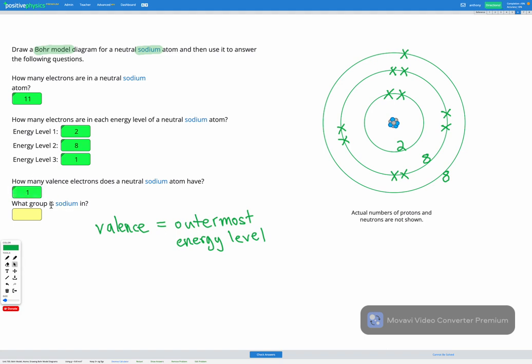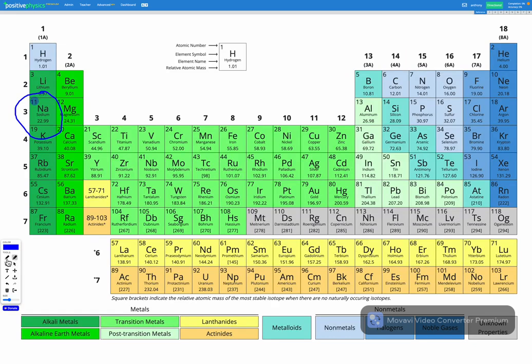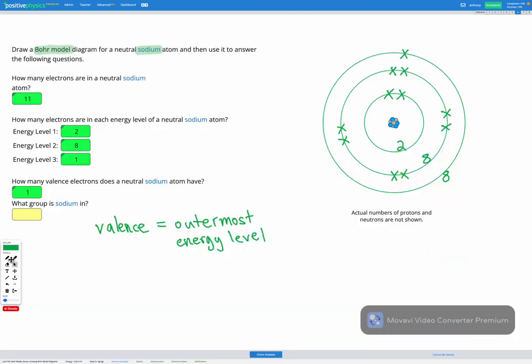The last question asks me, what group is sodium in? So let's just go back and have a look at our periodic table. To find the group, we just need to look at the column that sodium's in. We can see it's in group 1. The reason it's asked us which group it's in is so that we can see this pattern forming, which is that sodium is in group 1 and it has 1 valence electron in its outer shell.